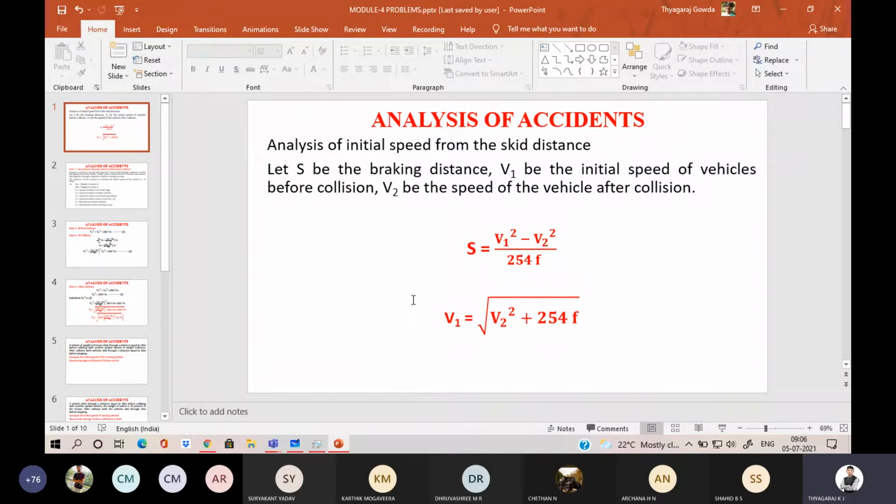Okay, note down the formula. So using this skid mark, we will be determining the speed of the vehicle, that is the initial speed. This is the general concept behind the analysis of accidents. Kindly note down. There are only two simple problems. We will be solving those problems today.